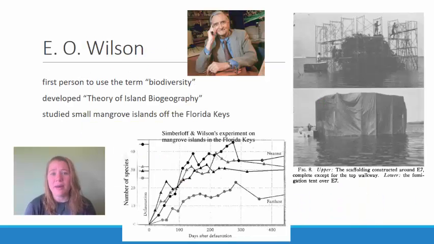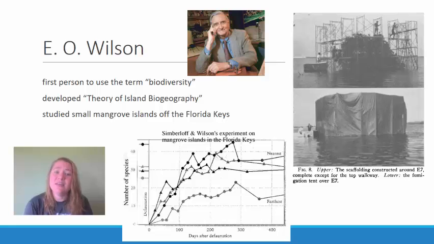The theory of island biogeography was developed by E.O. Wilson, and that's his picture right up here. He was the first person to use this term biodiversity. So bio meaning living, diversity meaning the variety of all things on Earth. And he coined that term because he really wanted to inspire people not only to think about all this variety of living things, but really to want to study the living things around them and to take care of it, which is a little ironic thinking about how he developed this theory of island biogeography.